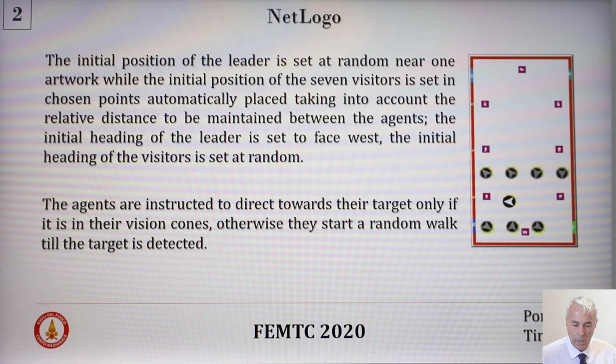The initial position of the leader is set at random near one artwork, while the initial position of the 7 visitors is set in chosen points, automatically placed, taking into account the relative distance to be maintained. The initial heading of the leader is set to face west, while the initial heading of the visitor is random. The agents are instructed to direct towards their target only if it is in their vision cones, otherwise they start a random walk until the target is detected.